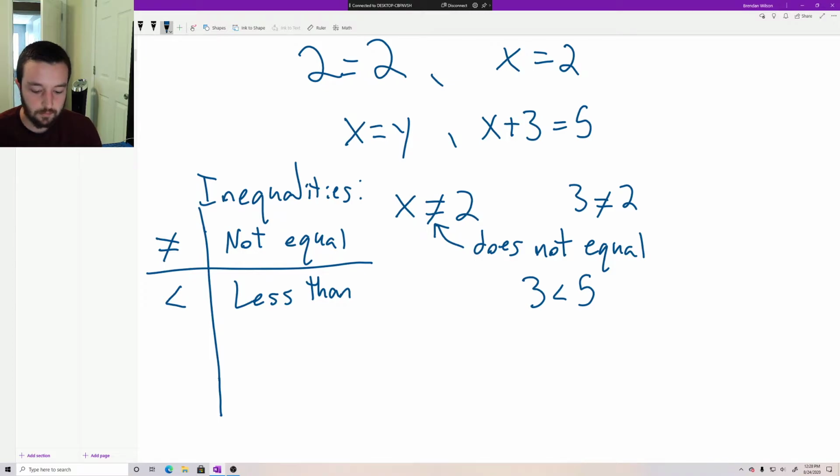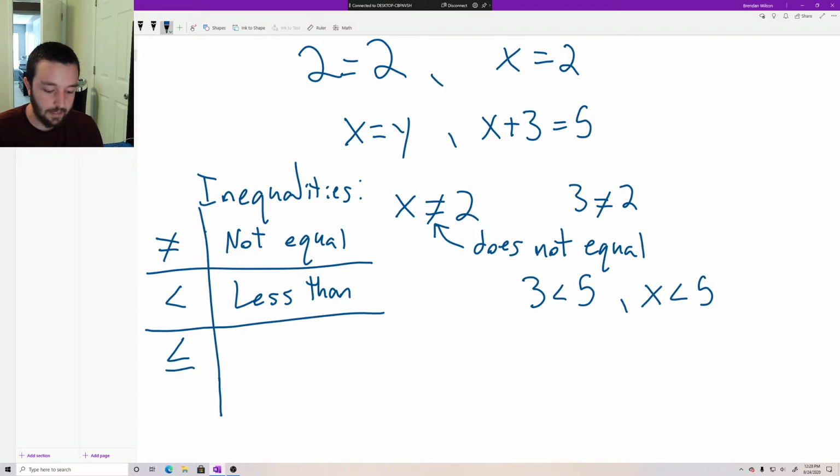Okay. So if we have x is less than 5, well, we don't know what x is, but we know that it's smaller than 5. It could be 4, it could be 0, etc. It can't be 5 because it's strictly less than. We can't have it be equal to. If we want to say less than or equal to, we write the less than sign and then we put a bar underneath it.